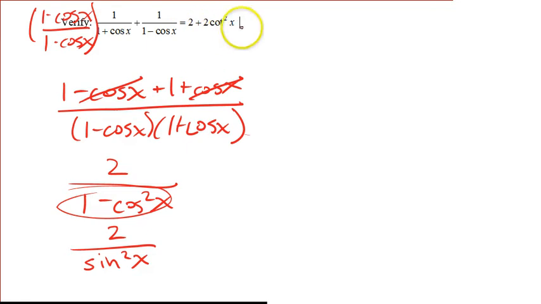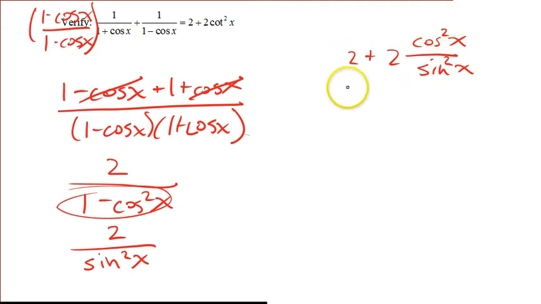Remember, if we're stuck and we don't know what to do, we should always try converting things into terms of sine and cosine. So let's rewrite our right side of the equation as 2 plus 2 times cotangent, which is just cosine of x over sine of x, and it's squared, so both of our terms are squared. And now we've got two separate terms. Let's get a common denominator of sine squared.